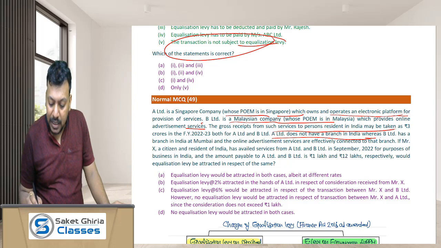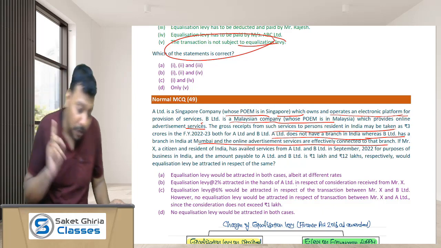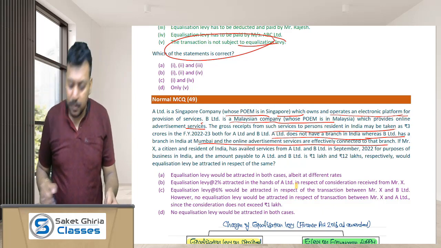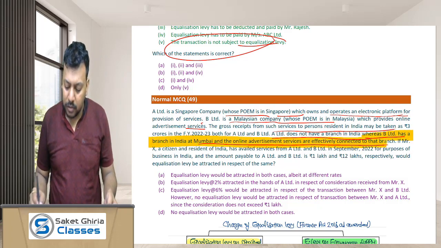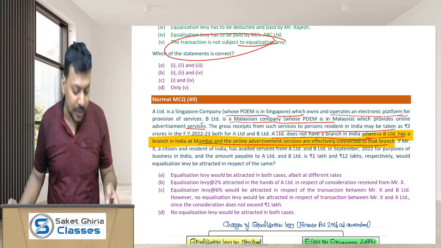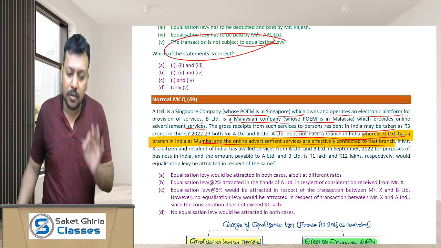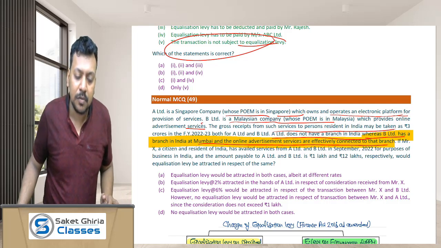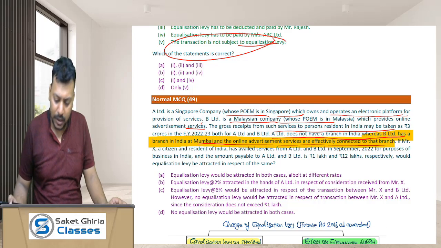Okay, A Limited does not have a branch in India, means another condition is also fulfilled. B Limited has a branch in India at Mumbai and online advertisement services are effectively connected to that branch, means for B Limited, the equalization levy concept is not applicable. So sir, if we are making payment to B Limited, we are not required to do anything. Dear, you have to make the deduction of TDS as per the provisions of the Act. Yes, you are not required to pay equalization levy, but you have to deduct TDS if you want to claim it as a business expenditure. But that is not the domain of this question.